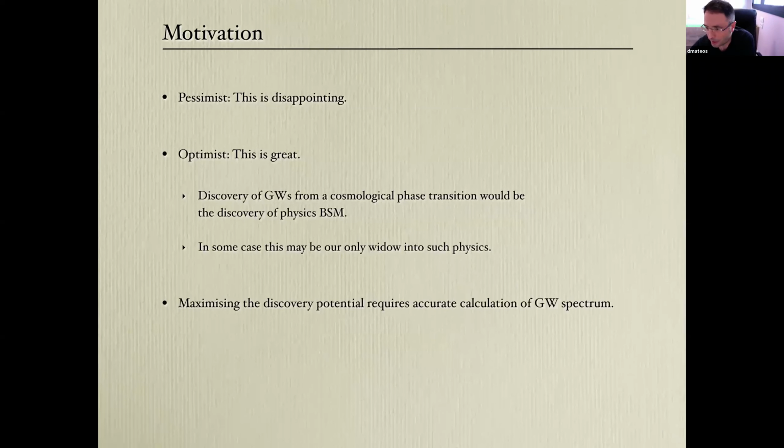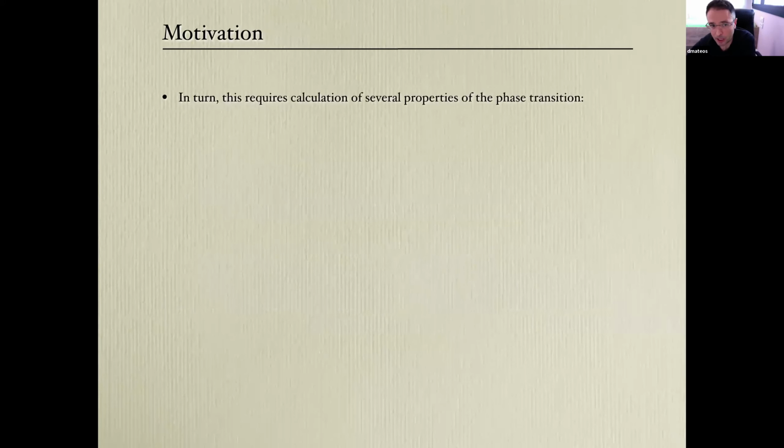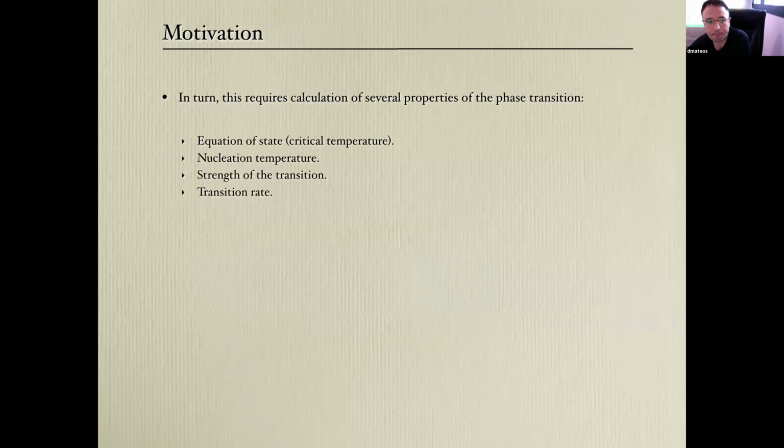So if you want to maximize the discovery potential, that requires an accurate calculation, as accurate as possible, of the gravitational wave spectrum that would be produced in these first order phase transitions. And this in turn requires the calculation of several properties of the phase transition in whichever theory you're looking at. These properties include, for example, the equation of state and the critical temperature, the nucleation temperature for the bubbles, the strength of the transition, like the latent heat, the transition rate, etc.